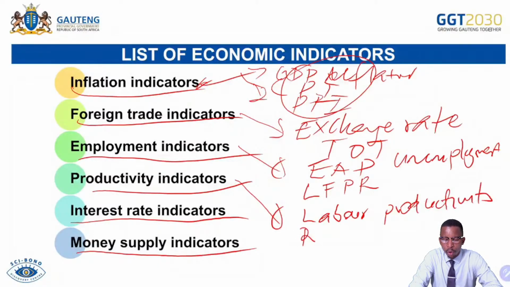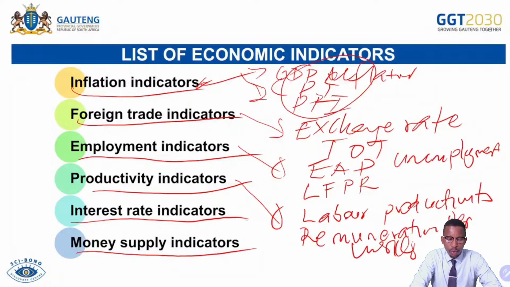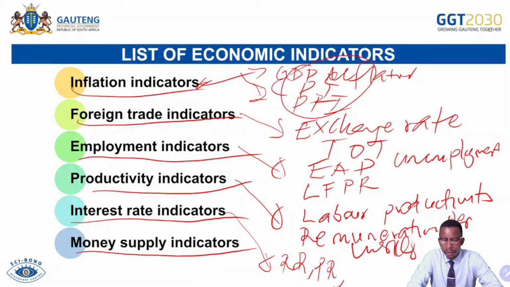And then we refer to also remuneration per worker. These are indicators that will be discussed based on productivity. And then also the interest rate indicators. We define interest rate, we start working on the repo rate, the prime rate, the nominal interest rate, and then the real interest rate. These are indicators related to interest rate.